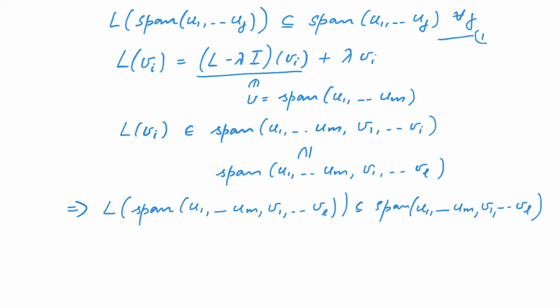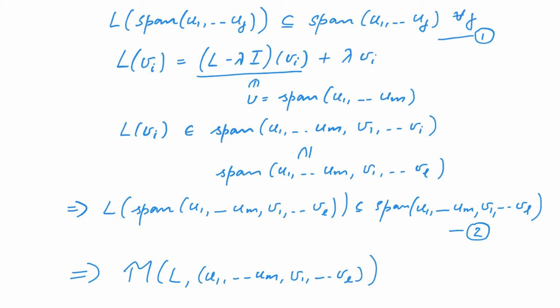The two expressions 1 and 2 together imply by the previous result that the matrix representation of L with respect to the basis u1 to um, v1 to vl is upper triangular. And that completes the proof of the result. We will now see some applications of this theorem. We will show that if a particular linear map has an upper triangular representation, then we can easily determine whether it's invertible, and similarly we can easily find its eigenvalues. Let us see these results next.